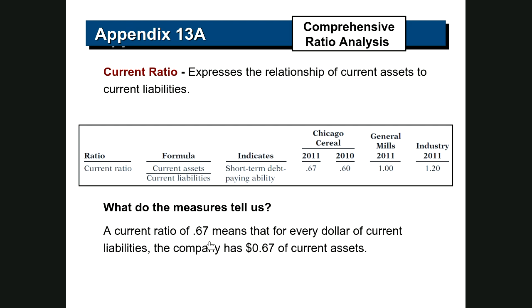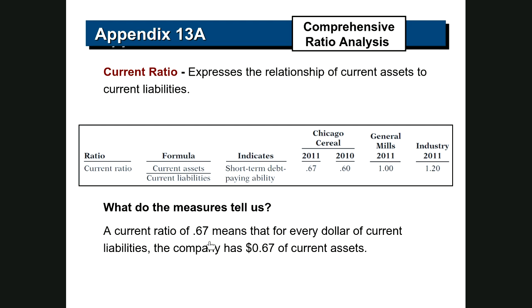What does that mean? It means the current assets the company has can pay 67% of its current liabilities. Are you following? Because you see the current liability number is larger than the current assets. So the company cannot pay all of its current liabilities with its current assets.